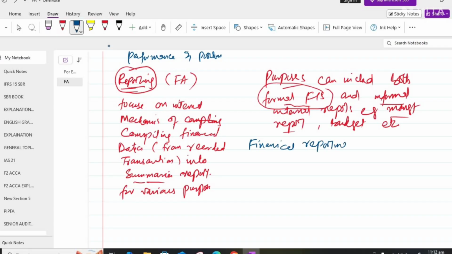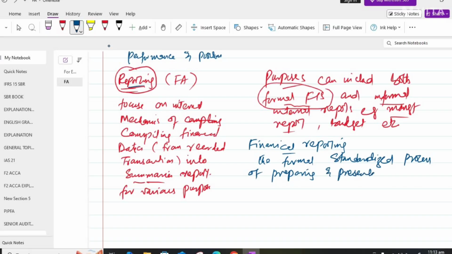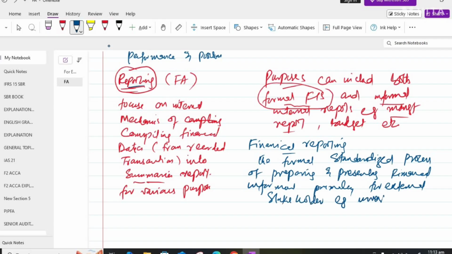Now, this is slightly different from this sort of reporting, and this is the formal, and you may say standardized process of preparing and presenting financial information primarily for external stakeholders like investors, regulators, creditors, and many others like this.